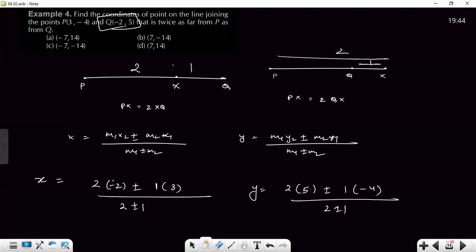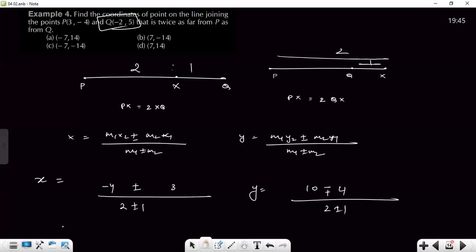Solving this will give us minus 4 plus minus 3. So let's do it here only. This is minus 4. This is simply 3. This is 10, 2 into 5. Plus 1 into minus 4, that becomes minus of 4. Now, how will minus of 4 be written here? The plus sign will be changed into minus. The minus sign will be changed into plus.